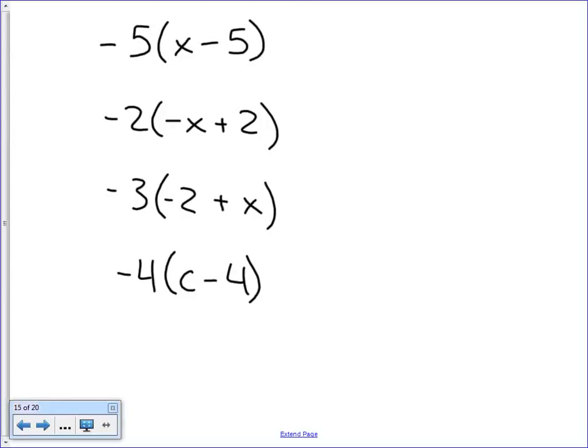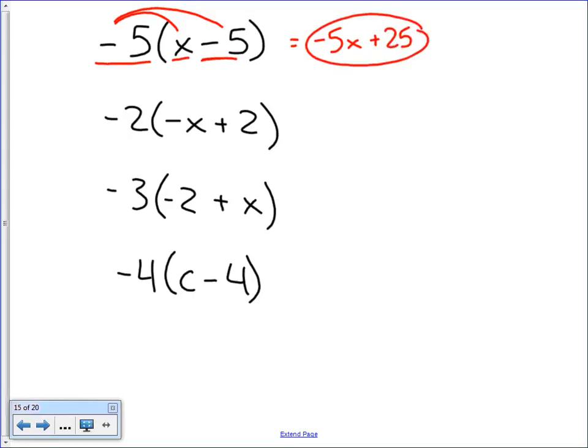So we're going to work some problems where we have negatives out front and some negatives maybe with a variable or with a number. So let's take a look at the first one. We have a negative 5. So we're going to actually take the negative with the 5. Don't think of that as a minus 5. It is a negative 5. We're going to take that negative 5 and multiply it to the x and to the negative 5. So negative 5 times x, well, that's just negative 5x. And then negative 5 times negative 5 will give me a positive 25.